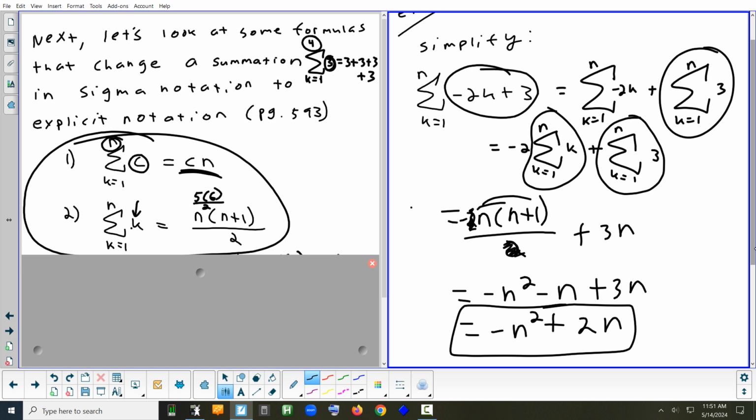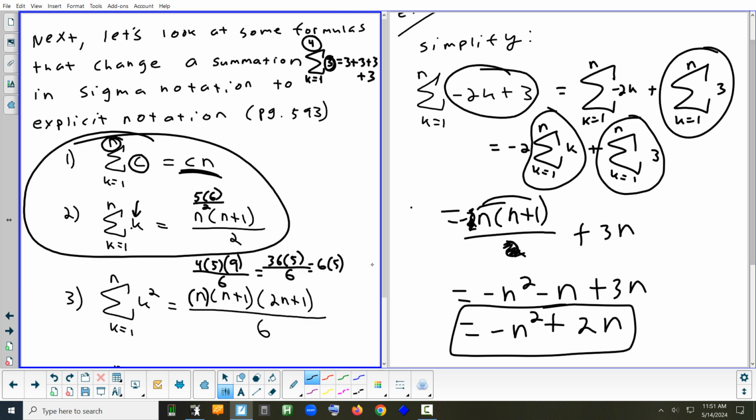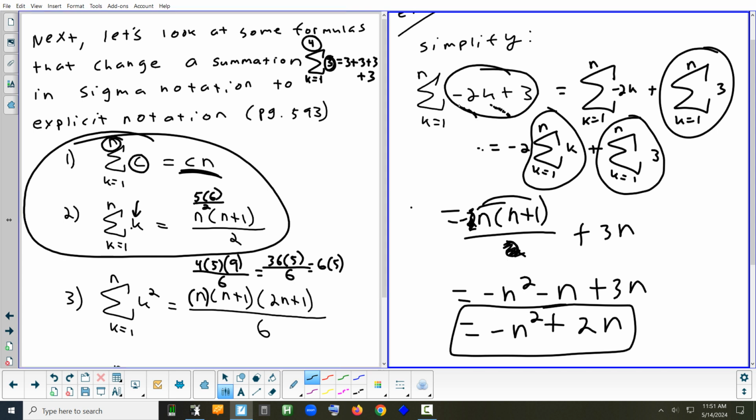All right, any question on that? Now, I could give you a sigma that ends up with a k squared or a k cubed, but I'm going to stick to formulas right here that are pretty much like linear. They're not going to have squares or cubes. Okay, they could have constants, and they could have terms to the first power, but that would be it.